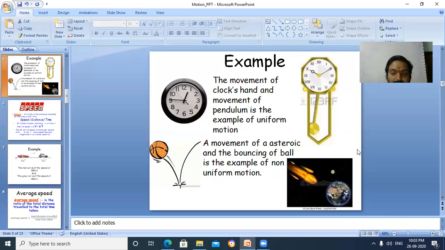Okay, now that means the speed increases, right? And coming to another example of non-uniform motion, the bouncing of a ball. If you look at a bouncing ball, it will not cover equal distances in equal intervals of time, it changes. We might have regularly observed this.